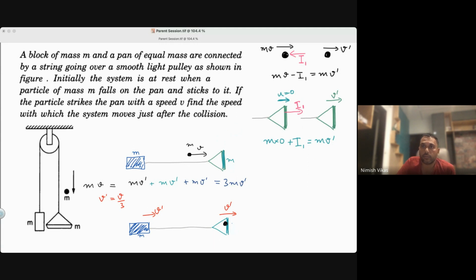What you have solved is a situation as if there was only the black body and only the pan. Then absolutely right. The black body went and hit the pan, and this is what you would have written. You add the two equations, you'll get MV is equal to MV dash plus MV dash.